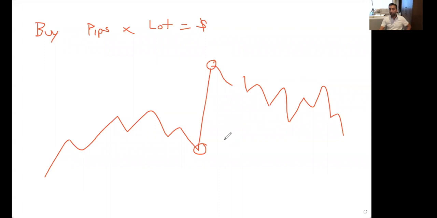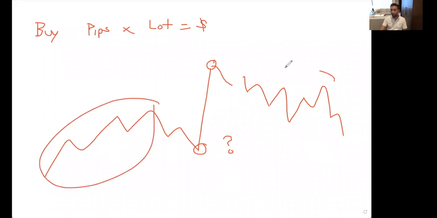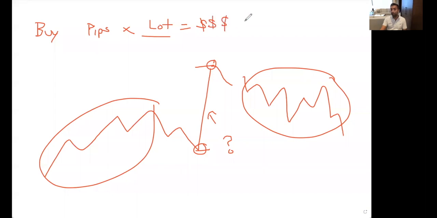And I start getting curious of how do I buy that? How could I have bought that? My journey begins. I'm curious about how to do that. Even though all this was a movement as well, I'm not interested in that. I want that rocket of a launch. This was 19, 20 pips. 20 pips based on my lot size would mean this amount of money. That amount of money every week would mean that amount of money per month. Wow, that's a lot of money.